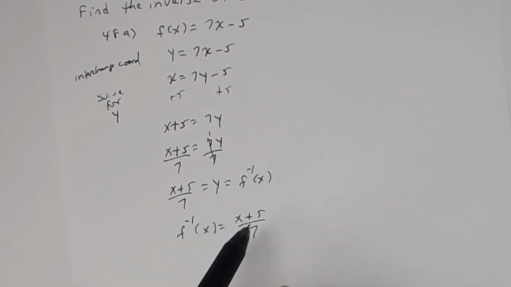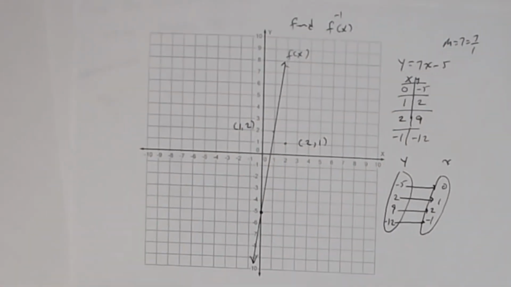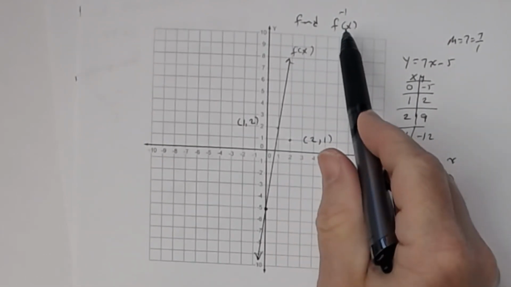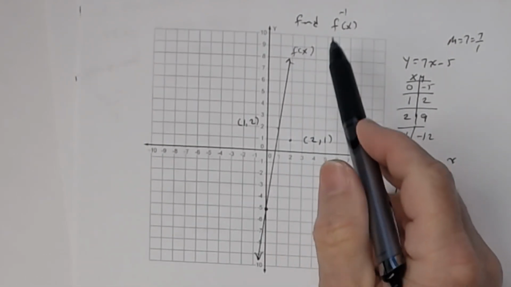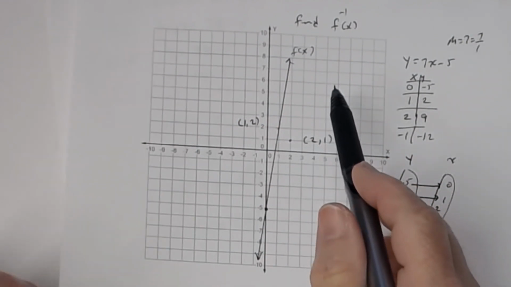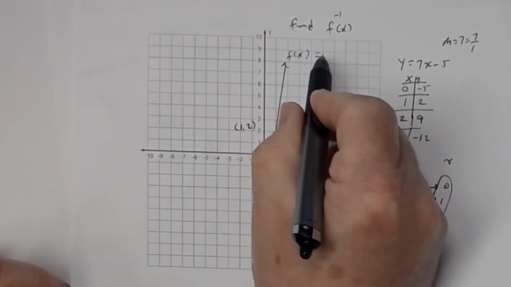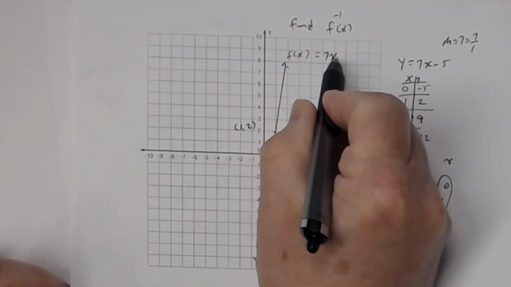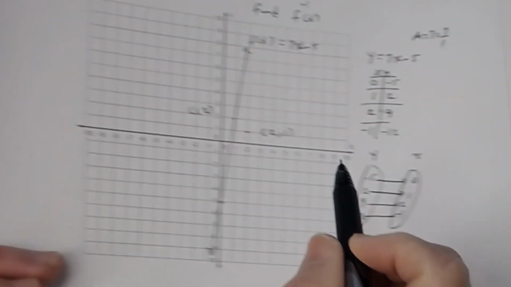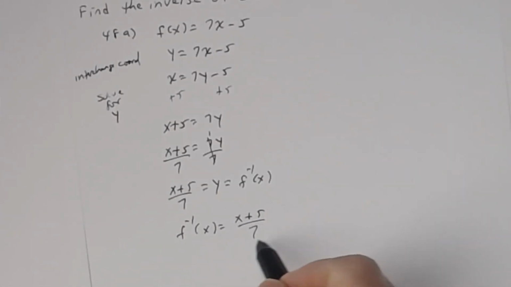Okay, when you solve for y, that becomes f inverse. All right, and so this right here, if you were to graph the inverse, see this is the graph of f of x. If you were to graph the inverse, and remember f of x here is 7x minus 5, this would be the equation of that line.